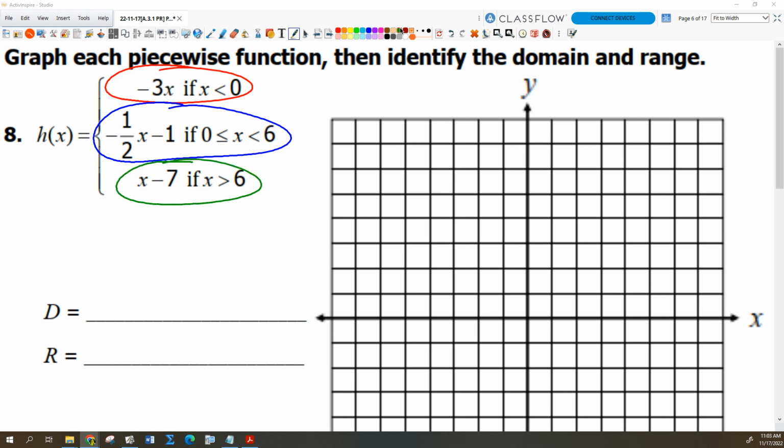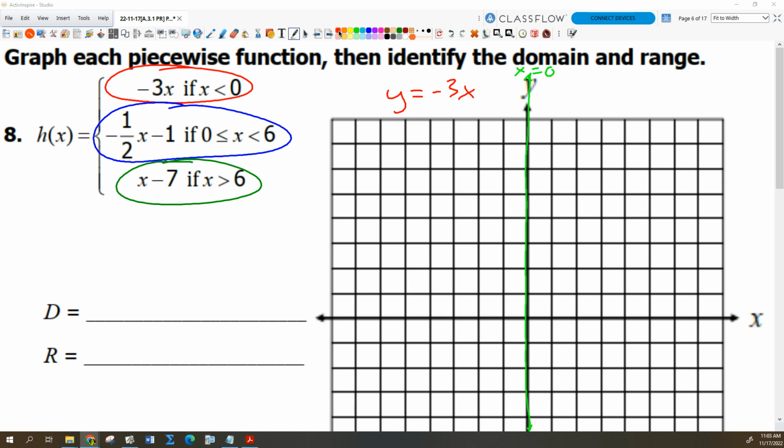Okay, so I need to partition this off. Where is going to be the red region? Where do I need to make a vertical boundary line? At where? At 0, right? Everybody see that? So at x equals 0, we need to put a vertical boundary line. So there it is. There's x equals 0. And the red region is going to be to the left of that when x is less than 0, right? So to the left of that boundary line, we're graphing y equals negative 3x.